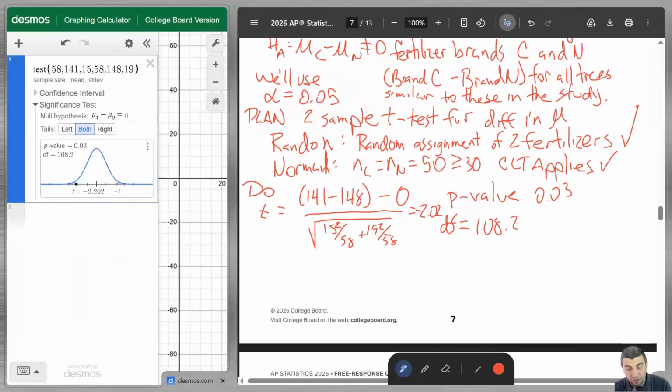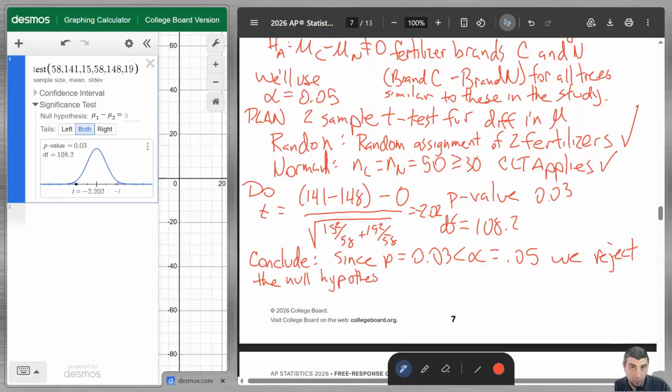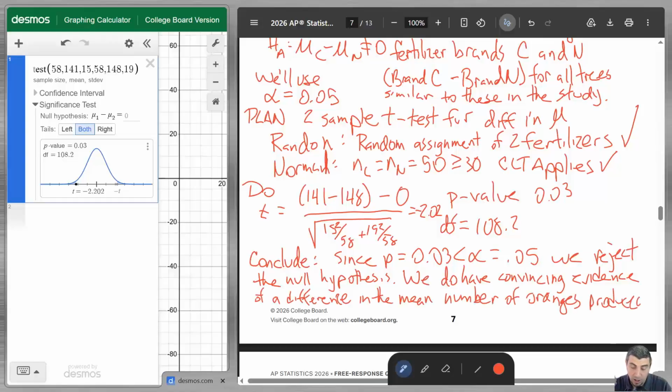Then we can make our conclusion. Since p is equal to 0.03, which is less than our alpha level of 0.05, we reject the null hypothesis. We do have convincing evidence of a difference in the mean number of oranges produced by brand C and brand N for trees similar to these.